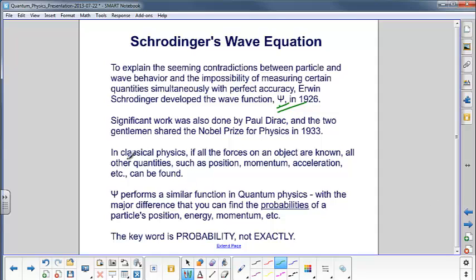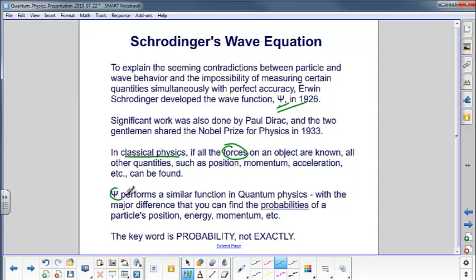In classical physics, which again is stuff you and I can see with our eyes, if all the forces on an object are known, we can use Newton's laws and we can find everything else. Position, momentum, acceleration, whatever we want to find. If we know the forces, we know what's going on with the object.